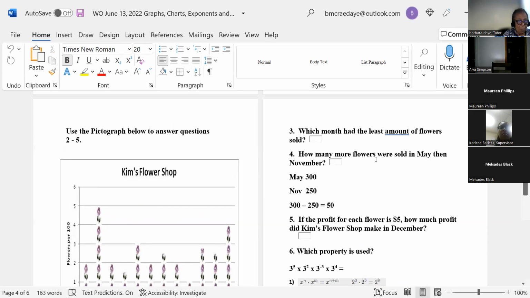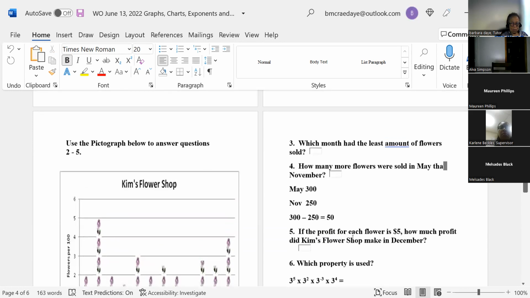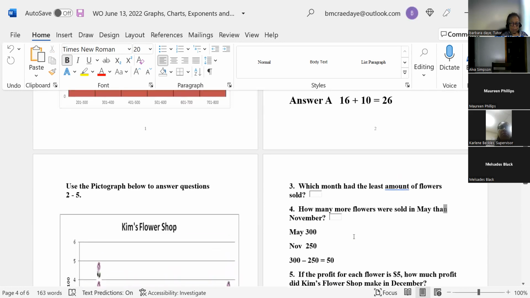Number 4. How many more flowers were sold in May than November? Miss, can you hold on a little bit? Your picture is blocking some of the readings. That's what happened to me here. That's why I'm not seeing it clearly. It's not blocking on mine, so I guess you're on the phone, right? Just scroll on a little bit. Just a little bit. No, that's it. And you see it?